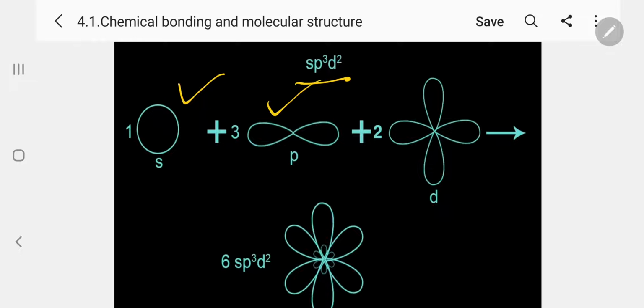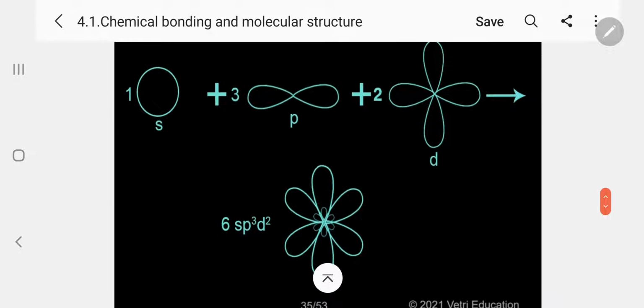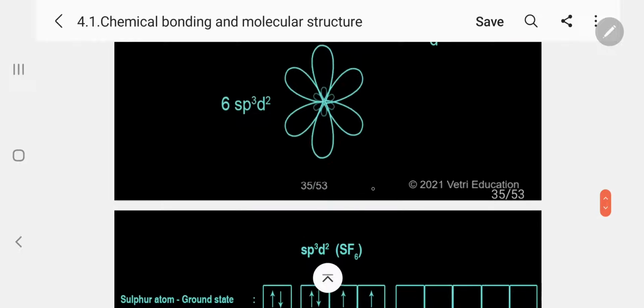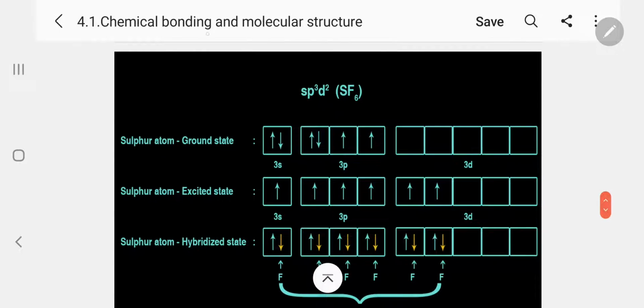The next one, sp3d2, 6 orbitals: 1s, 3p, 2d. Please follow. This is normally useful when you go for coordination compounds. Octahedral forming. So this is the shape of octahedral. Kindly follow. Example is SF6. Sulfur, what is the electronic configuration? 3s2 3p4. Or the oxygen, next sulfur, 3s, but there is 3d.